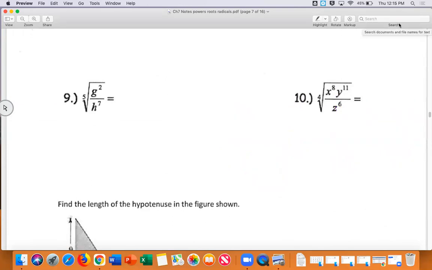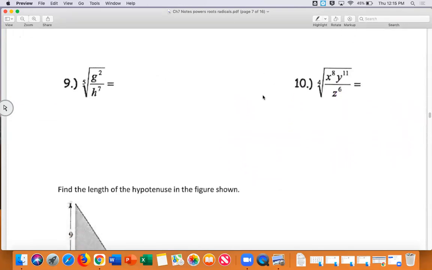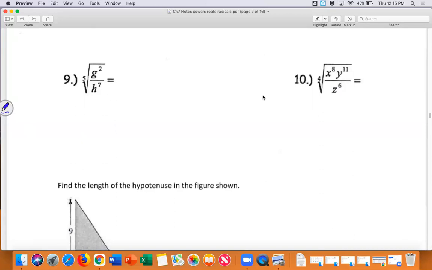All right, here, pretty simple and straightforward. Okay, we're going to rotate those up. So it's going to be g to the 2/5, h to the 7/5. Since there's no denominator, I could rewrite it that way. Let's work on rationalizing the denominator. So I'm going to have g to the 2/5. 5 goes into 7 one time. And I'm left with h to the 2/5.